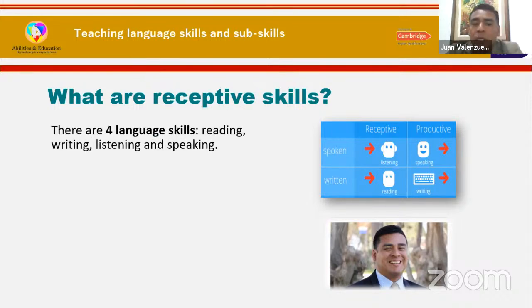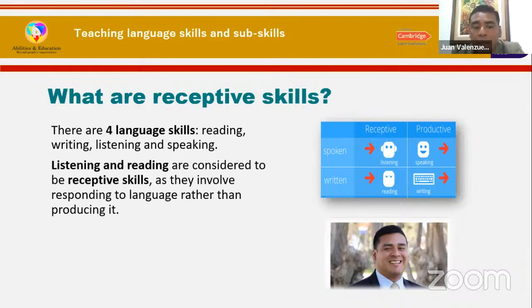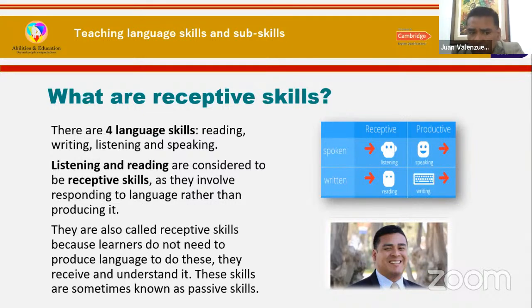Again, there are four language skills: reading, writing, listening, and speaking. Listening and reading are considered to be receptive, as they involve responding to language rather than producing it. They are also called receptive skills because students don't need to produce language to do this.